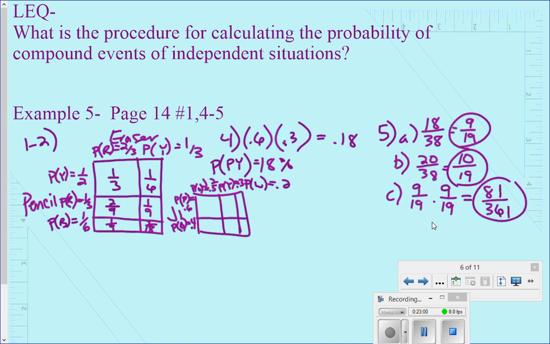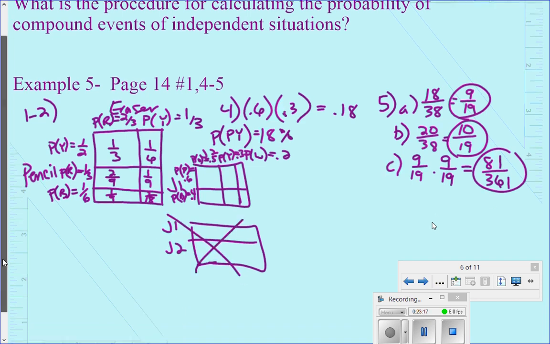Just be careful. You don't want to mistakenly make a diagram like this, jar 1, jar 2. The reason that's wrong is because that says jar 1 or jar 2. I don't want jar 1 or jar 2. I want jar 1 and jar 2. So that's wrong.